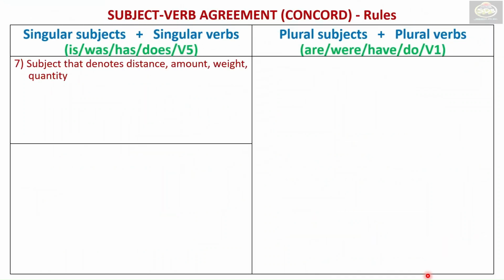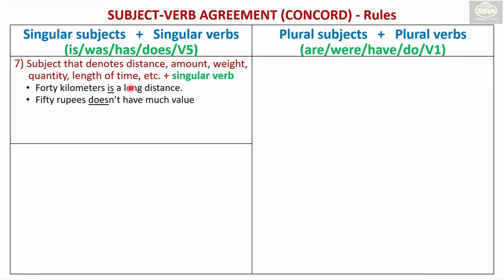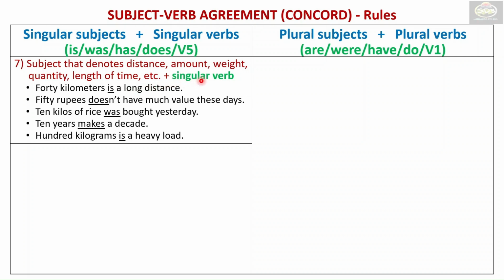Another rule. A subject that denotes a distance, amount, weight, quantity, length of time, etc. plus a singular verb. In such situations, we have to use a singular verb because they are regarded as a singular subject, as a unit. 40 kilometers means 40 kilometers distance as a unit. 40 kilometers is a long distance.